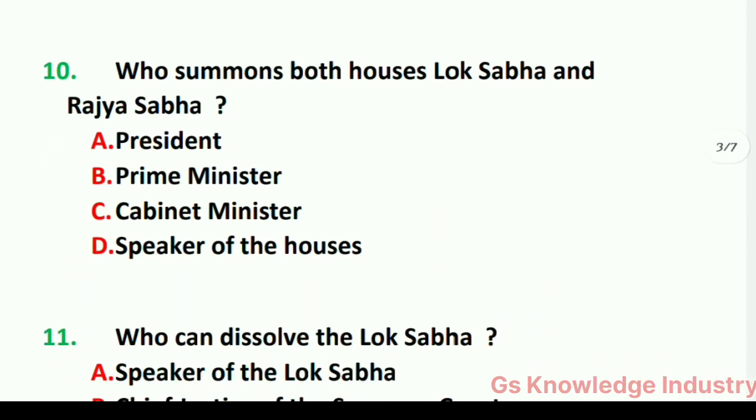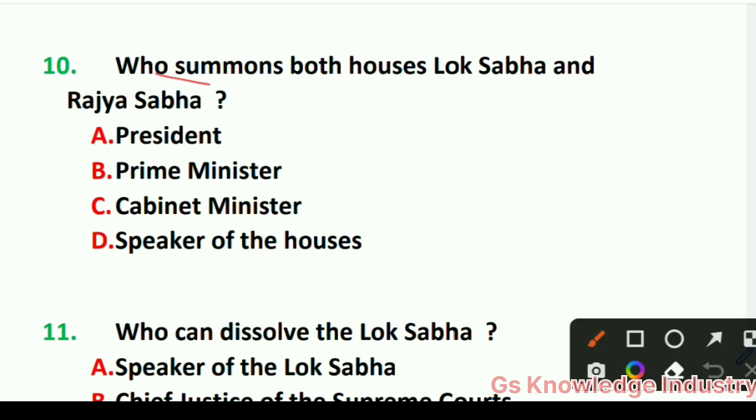Tenth question. Who summons both houses, Lok Sabha and Rajya Sabha? Option A, President. Option B, Prime Minister. Option C, Cabinet Minister. Option D, Speaker of the Houses. Here the right answer is option A, President.